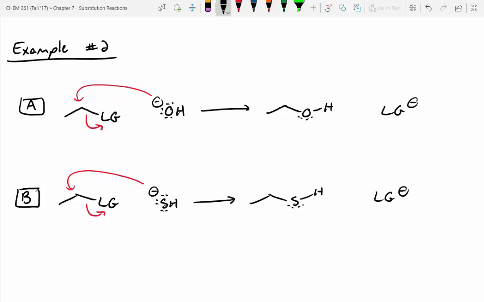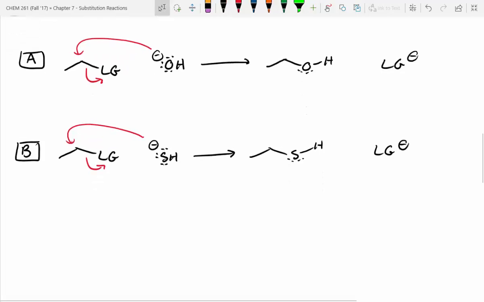All right, so for argument's sake, let's assume that they're roughly the same size. They don't have that much bulk on them, right? They don't have a giant butyl group hanging off of them. Which of these do you think will be faster and why? So talk with your neighbor and see if you can convince them that you're right.